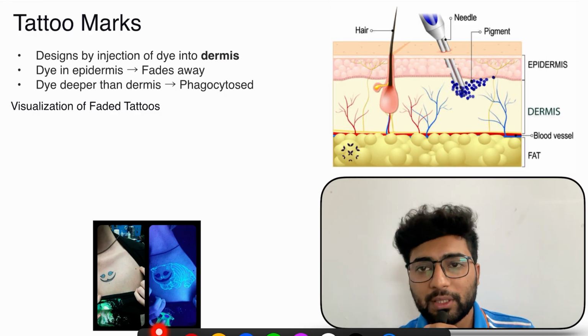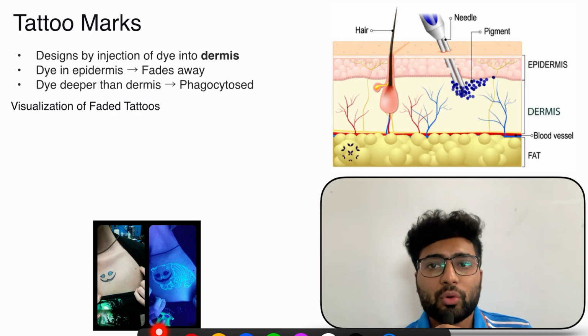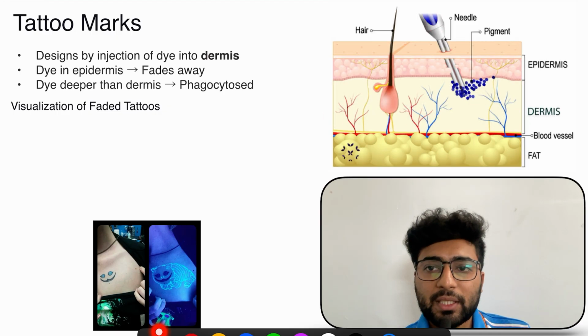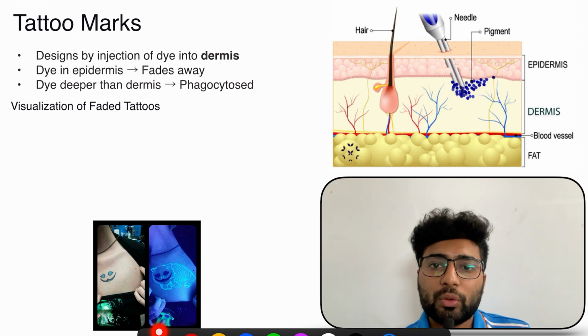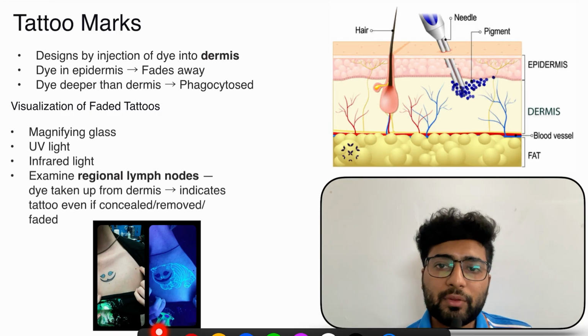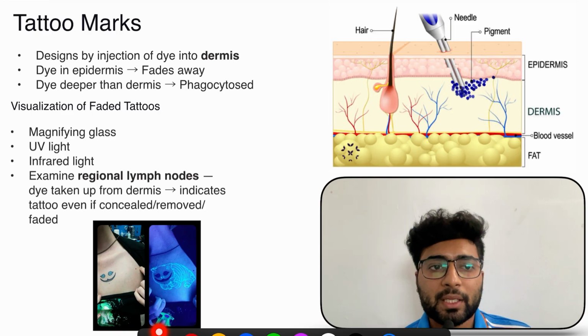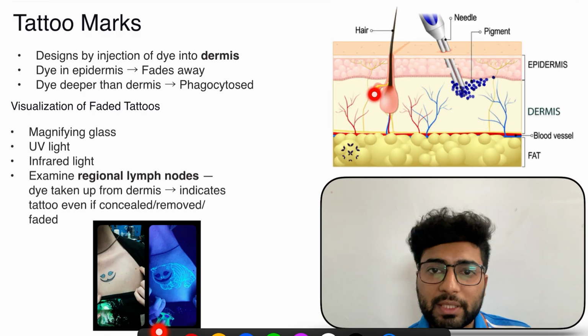Now tattoo marks. See, these tattoo marks are caused when this dye is inserted in the dermis. This will result in tattoo marks. If it is in the epidermis, this dye will be washed away, or below the dermis it will be phagocytosed by the macrophages, right? So this tattoo mark is due to dye in the dermis. Now even if the person tries to remove these tattoo marks or make them less prominent, the dye from the dermis goes inside the lymph nodes.